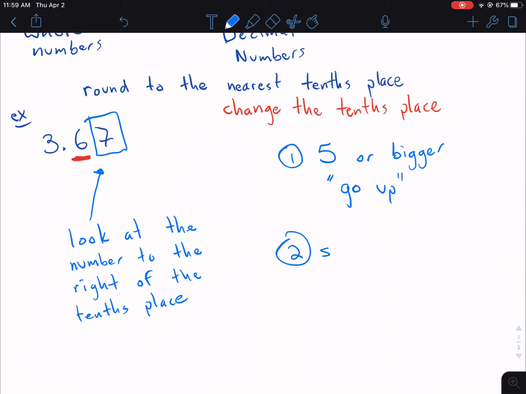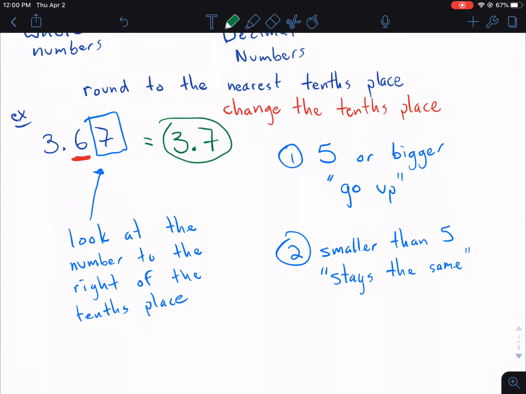The second rule, smaller than 5 stays the same. So the number 7, is it bigger than 5 or smaller than 5? It's bigger than 5. So the 6, we're going to change the 6 because the 7 is bigger. So what happens if it's bigger? We go up. So the 6 goes up because the 7 is bigger than 5. So now our answer is 3.7 because we round up.